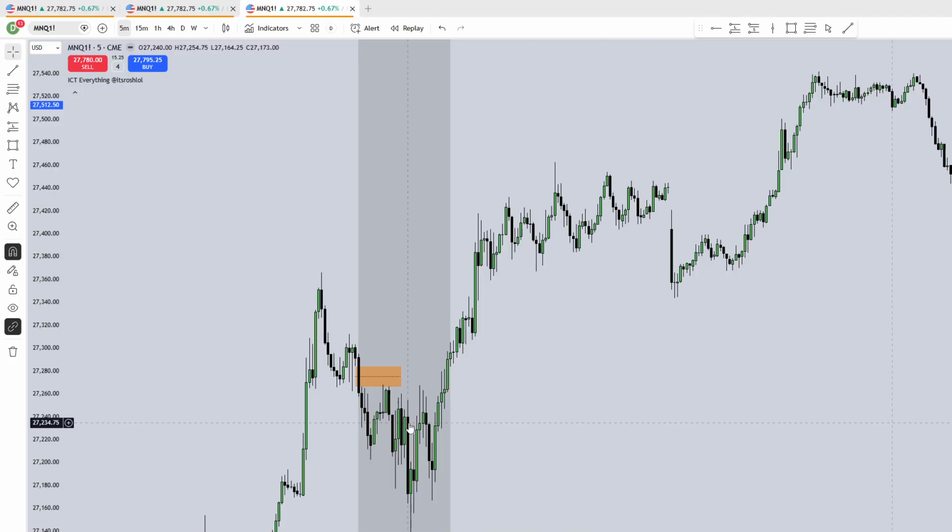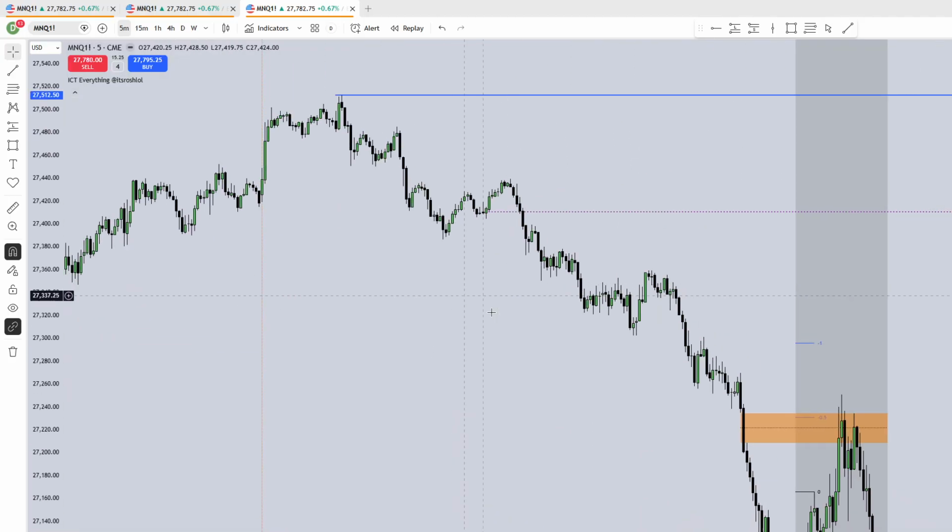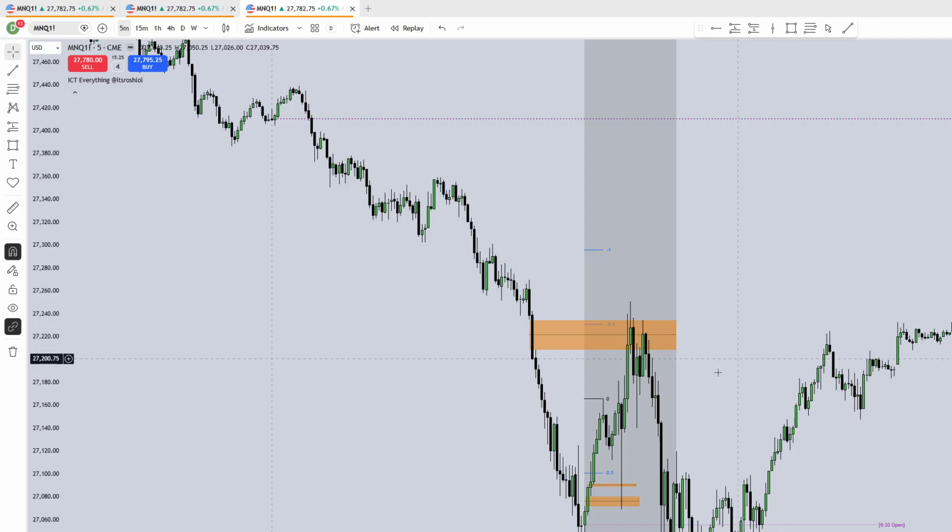So just something to consider, and something I'm going to consider more, you know, telling myself, hey, any setup inside of this window, game on.